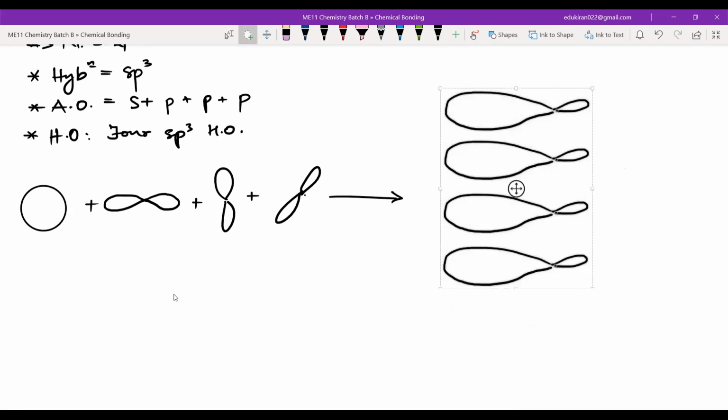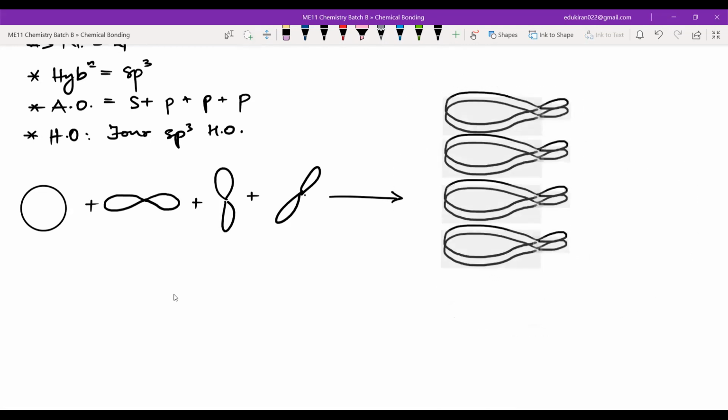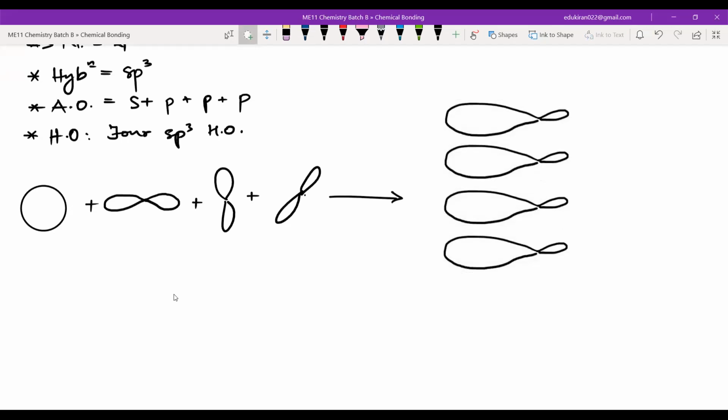Now, what you have to imagine if you have these 4 hybrid orbitals is to imagine them as balloons. What will happen if you tie them together? You will see one of the balloons at the top, and the other 3 balloons will make a pyramidal kind of structure.